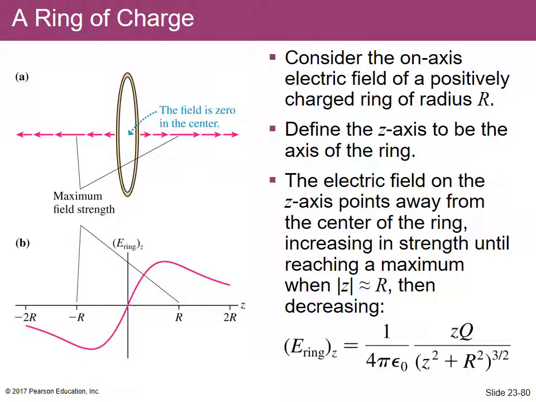Consider the on-axis electric field of a positively charged ring of radius r. Define the z-axis to be the axis of the ring. The electric field on the z-axis points away from the center of the ring, increasing in strength until reaching a maximum when z is approximately equal to r, and then begins to decrease.